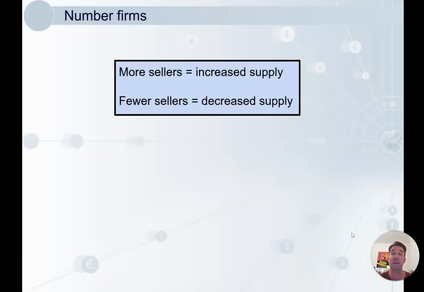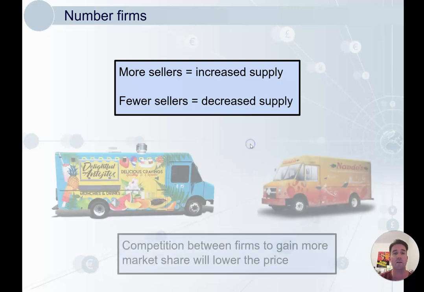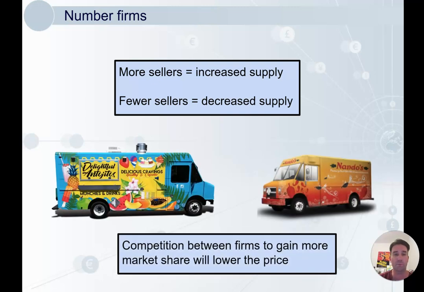Okay, next, the number of firms. This one's pretty straightforward. If you have more sellers, you have increased supply. So more sellers, more firms. Fewer sellers, decreased supply. More sellers, you got more companies willing and able to supply at each price. So, for example, food trucks, right?